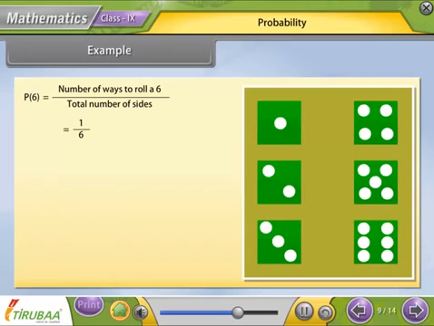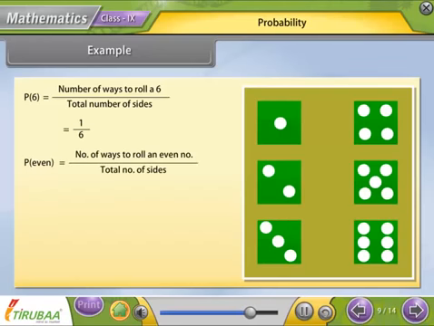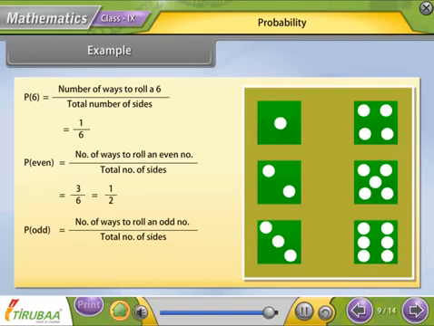Now we can see that the number of ways to roll an even number is 3. We can find the probability as P(even) equals number of ways to roll an even number upon total number of sides, which is equal to 3 upon 6, which is 1 upon 2. And the number of ways to roll an odd number is 3. So the probability P(odd) equals number of ways to roll an odd number upon total number of sides, which is equal to 3 upon 6, which is 1 upon 2.